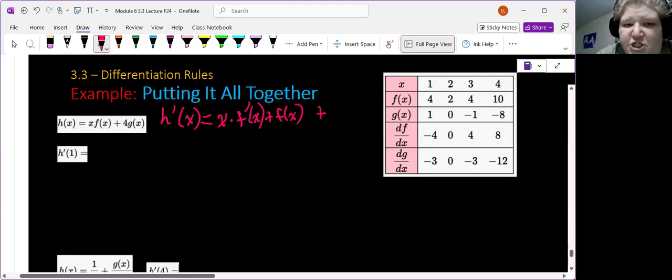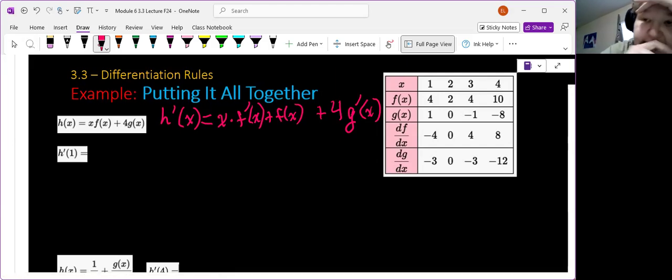Plus 4 times g of x. When we do the derivative, the 4 is a constant multiple, so we just keep the 4, and now it'll be times g prime of x. Now they wanted h prime of 1, so now everywhere there's an x, I'm going to fill in a 1.